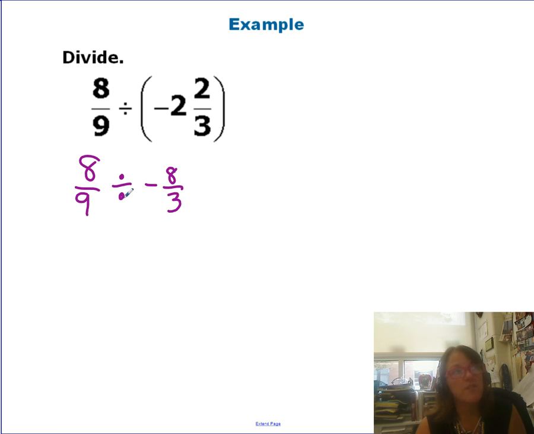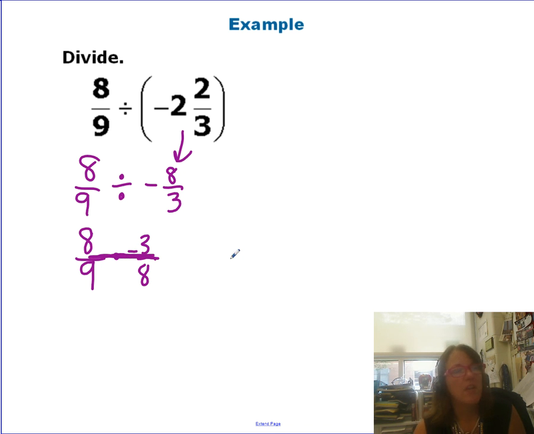Now notice I still left it division, because first I got to make it a single fraction. Now change divide to multiply by the reciprocal. Divide means multiply by the reciprocal. Make it one giant uber fraction.